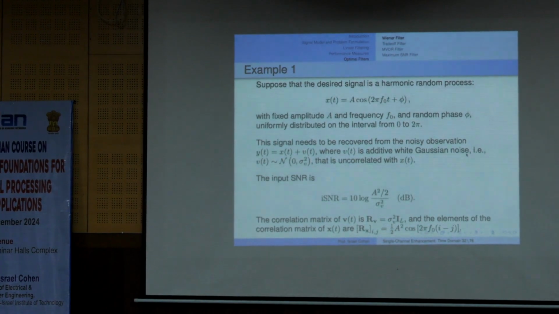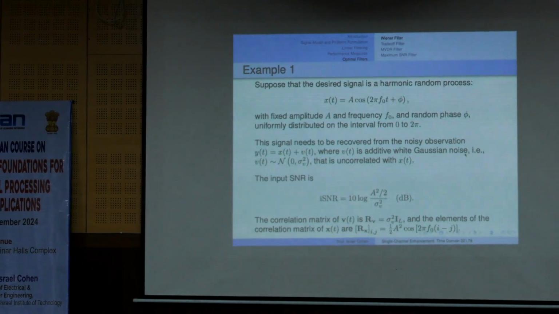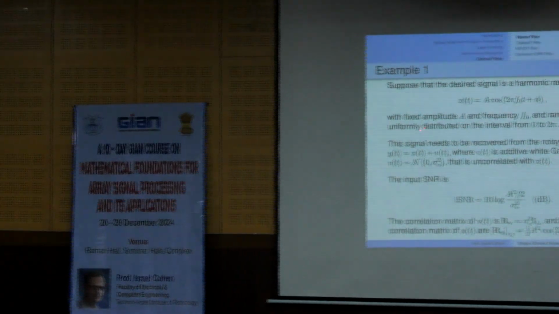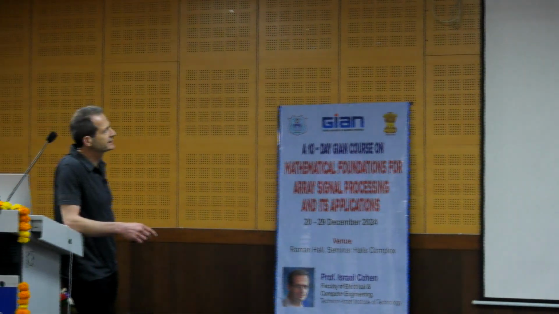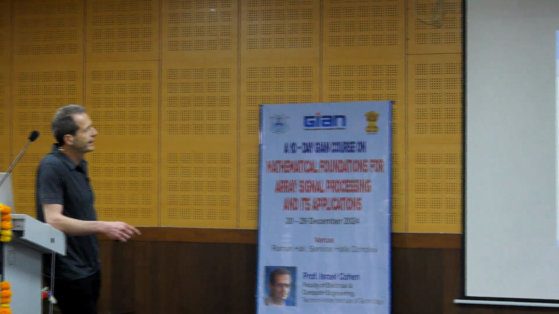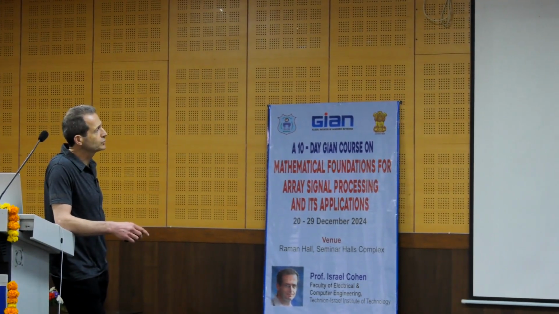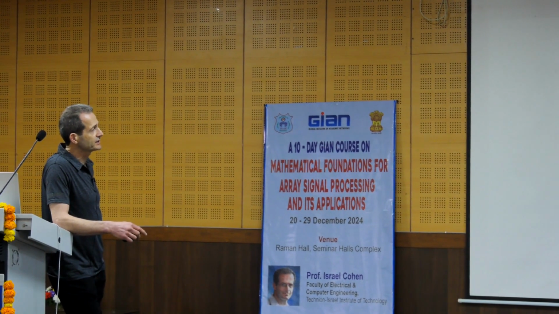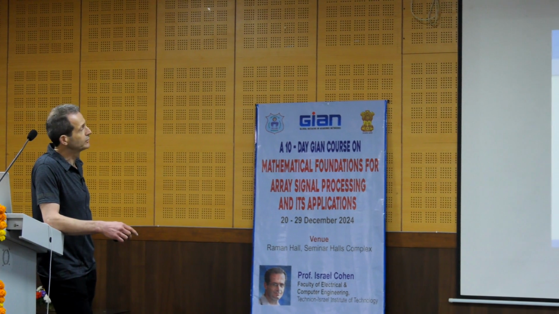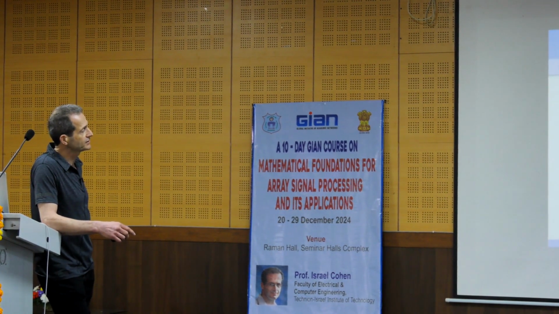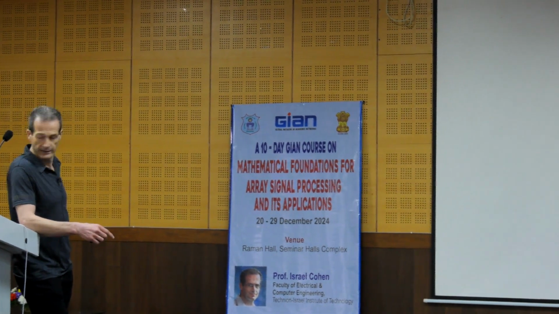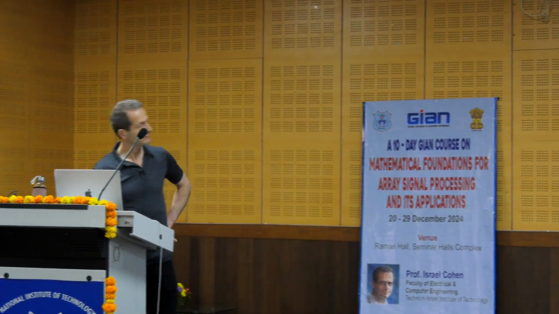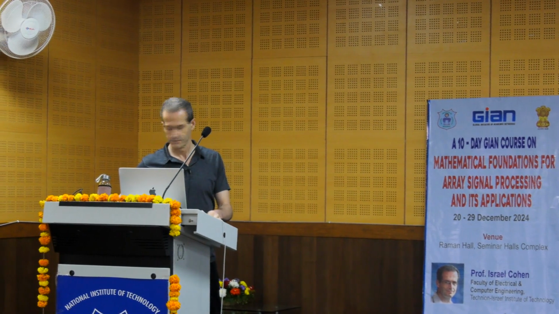Let's see an example. It's always good to see an example. Suppose that we have this signal, x(t) equals A cosine(2 pi f0 t plus phi). A is a certain amplitude of the signal. And what happens? Let's see.